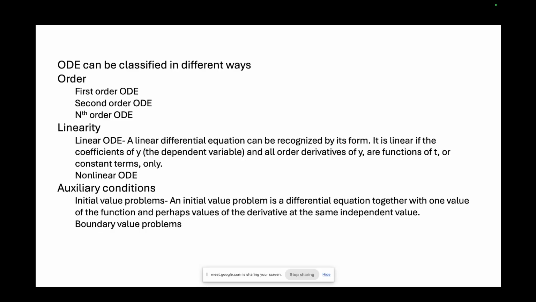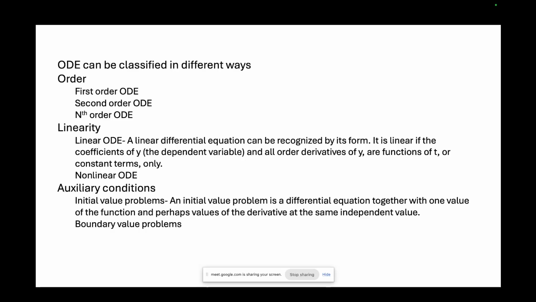Another type of ODEs that we find is with different kinds of auxiliary conditions. You can have initial value problems, where at the initial time the value of your dependent variable is given, or the value of the dependent variable can be given along a boundary. So say for example, you know the value of the dependent variable at 2, you know the value of it at 4, and you're asked to solve the ODE and find the area under this curve from 2 to 4 or something like that.